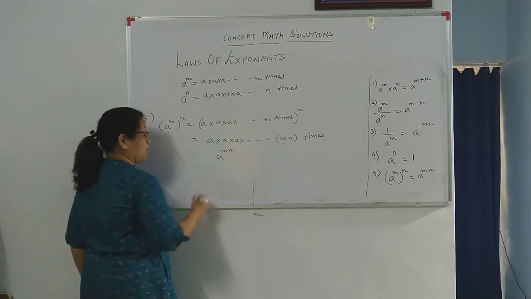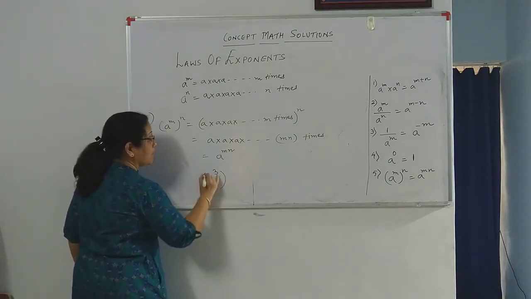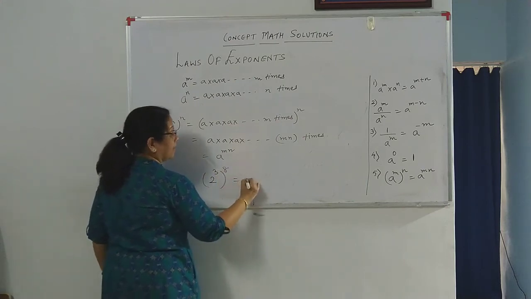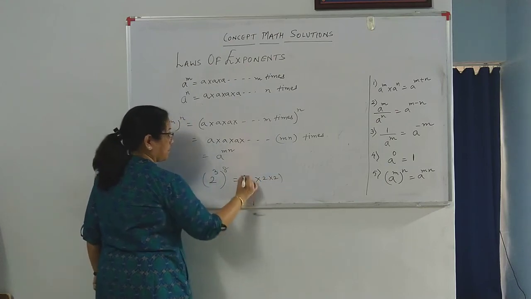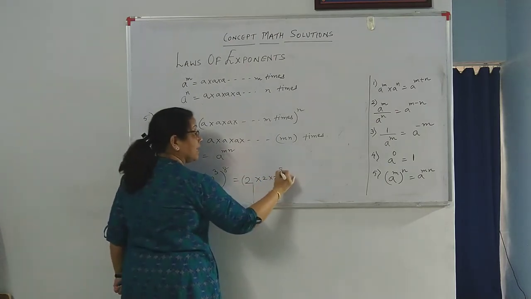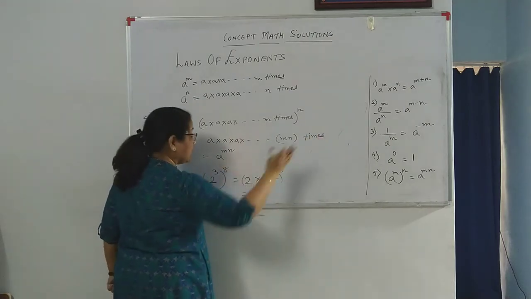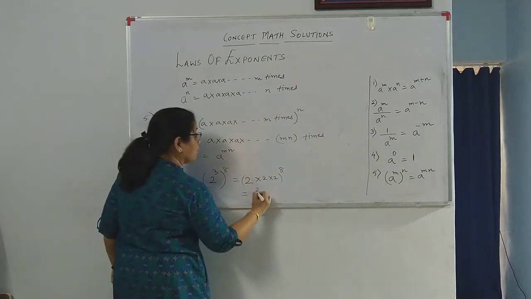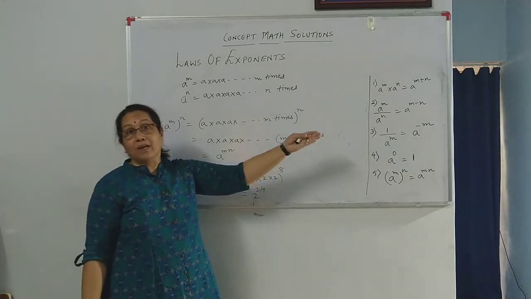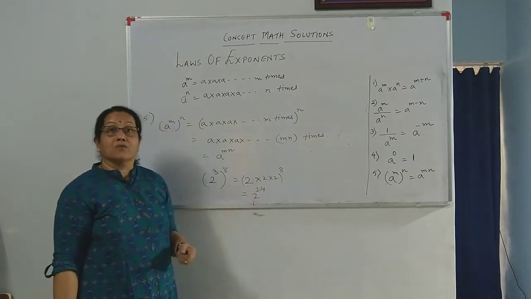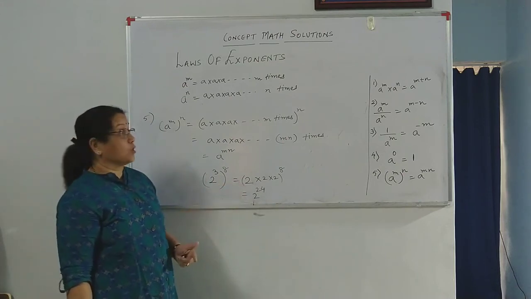If I have to quote an example, suppose 2 to the power 3, whole to the power 8. That will be 2 to the power 3 is 2 into 2 into 2. Right? To the power 8. That means this 2 into 2 into 2 will repeat 8 times. That is, it will be 2 to the power 24. If it comes 8 times, that means it will be 24 times 2. And that is 2 to the power 24. That's what we have, the fifth law of exponents.